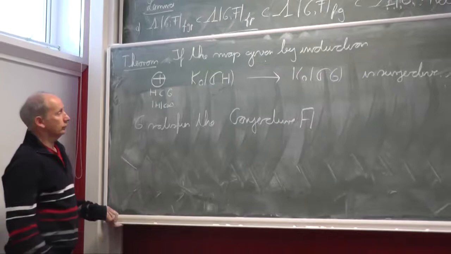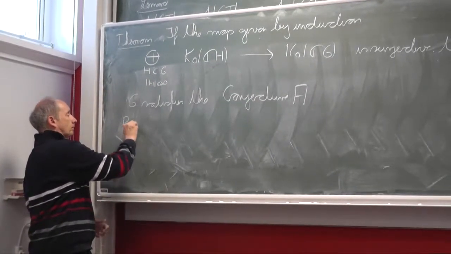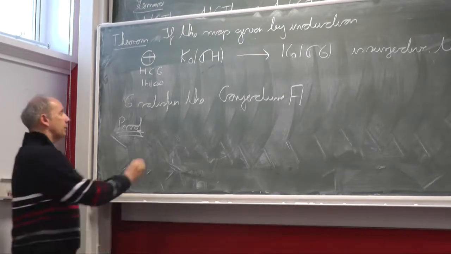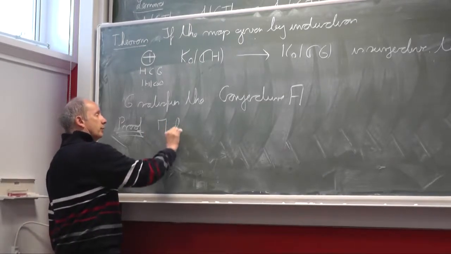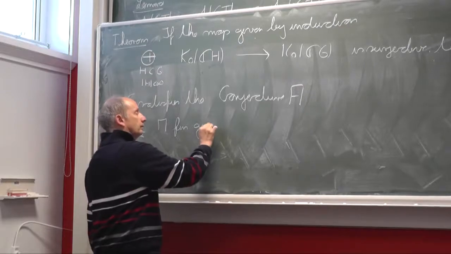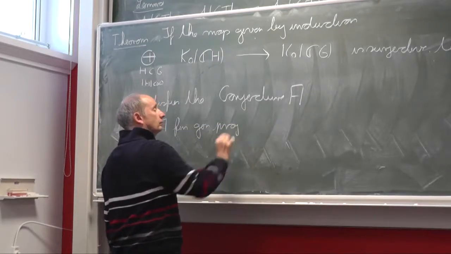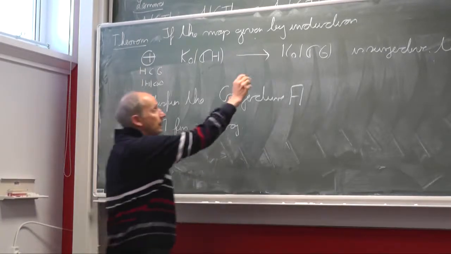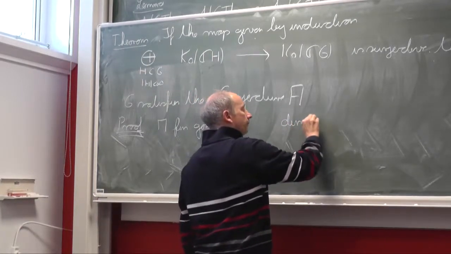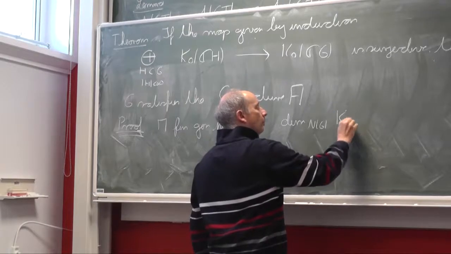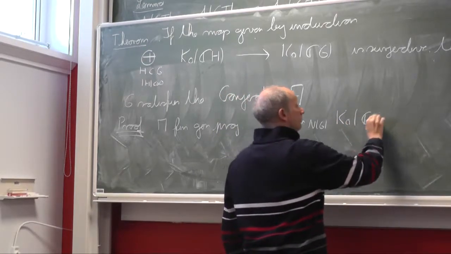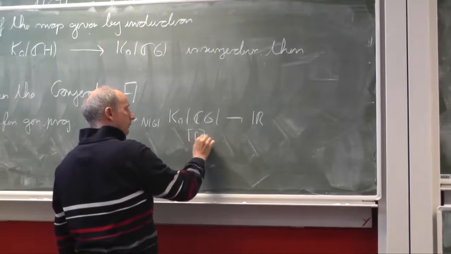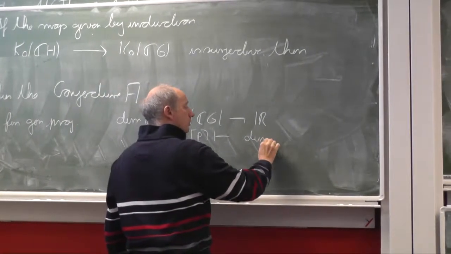So how is this proven? Here you start with your module M, which is finitely generated projective. And actually this dimension function I mentioned in the very beginning gives you a nice map from the projective class group to the real numbers. You just send a module to its dimension.